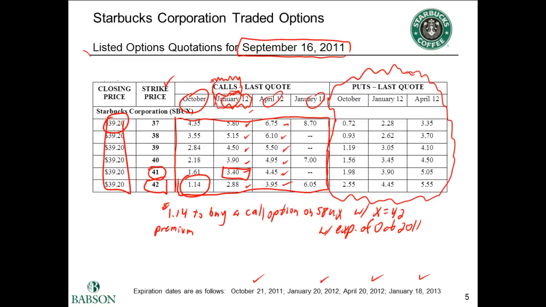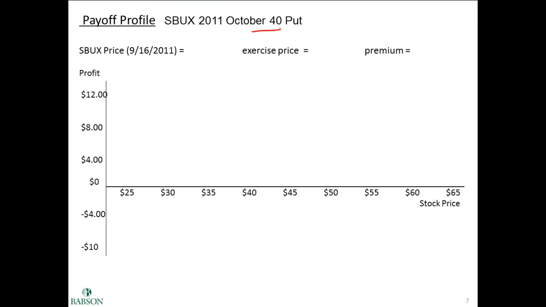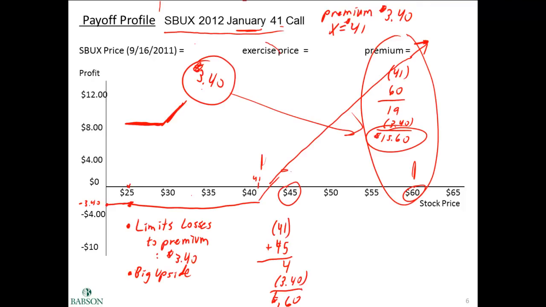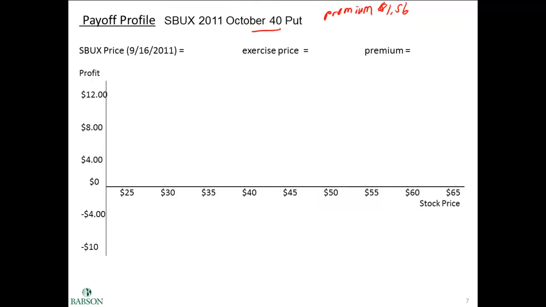The October put option with a strike price of $40 will set you back $1.56. So the premium is $1.56. And as a reminder, the price for Starbucks is about $39.20. We've got a strike price of 40 and a premium of $1.56. All right, so far so good.